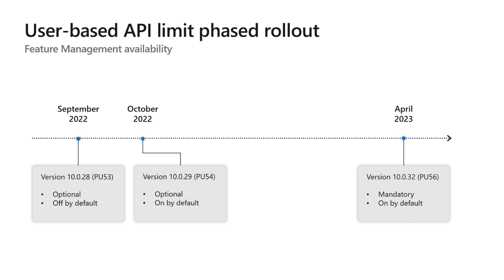But with the 2022 release wave 2, it will be optional. So if you are not quite ready, you want to do some additional testing, you have the option within that environment to go into feature management and turn off the switch. And that will be optional for 6 months until the April 2023 release wave 1 major release. At that point, the feature switch will be turned on by default and it will be mandatory. You won't have the option to turn it off at that point.